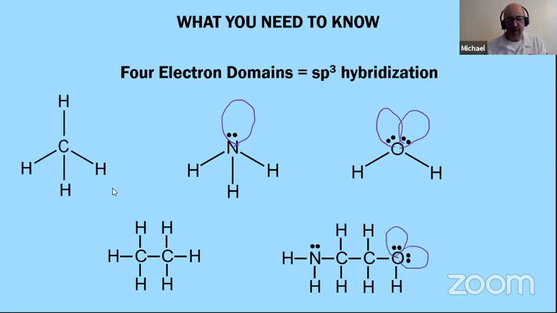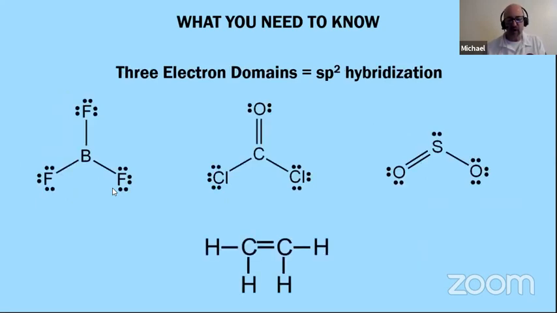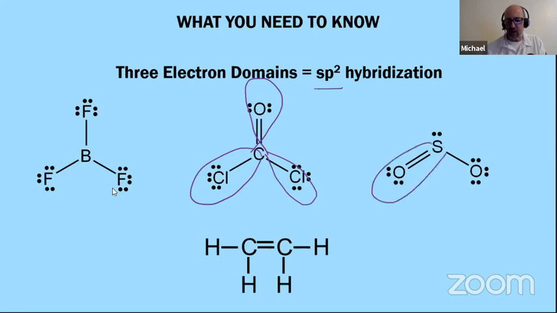Now, in a similar way, if you have only 3 electron domains, you have what is called sp2 hybridization. So we do not count this double bond twice. That would be 1, 2, 3 electron domains, sp2. 1, 2, 3 electron domains, sp2. So sp2 hybridization, 3 electron domains.